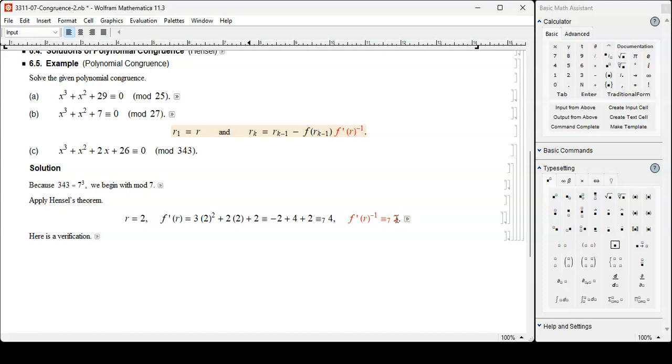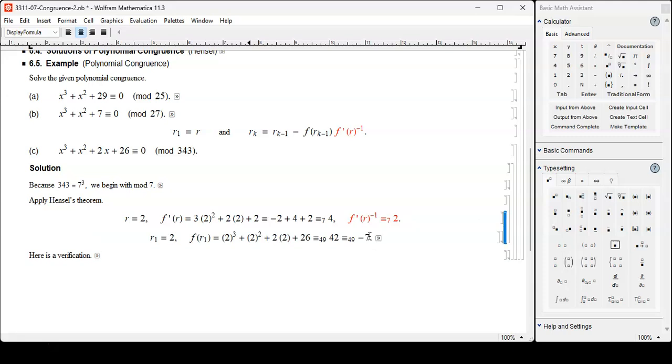Now we have to go to r3, isn't it? We have 7 to the 3rd power. We need r3. The r value will give you r1, and then in order to find r2, we're going to need r1 and f of r1. So let's find r1 and f of r1. r1 is 2, same as r. And f of r1, we'll have to plug in x as 2 and run the computation modulo 49.